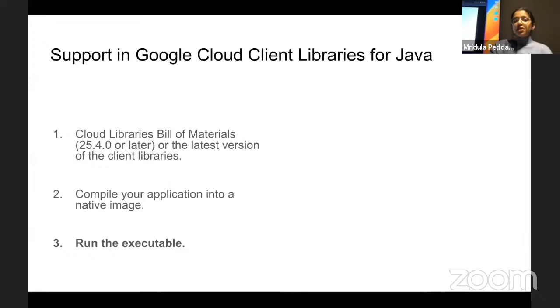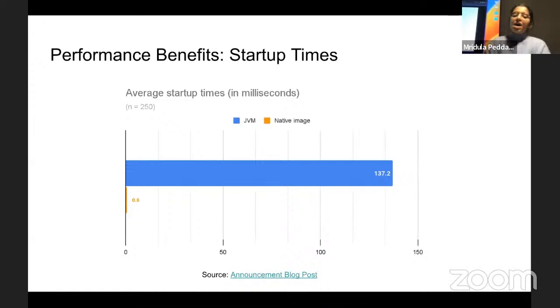But what are the performance benefits we've observed? In this slide, I've taken a snippet of the performance analysis that was conducted in a blog post announcing the native support in the client libraries. And the blog post did an analysis on an application which used a combination of two client libraries, PubSub, which is a messaging service, and Storage, which is a storage service.